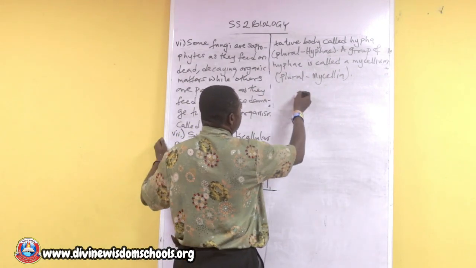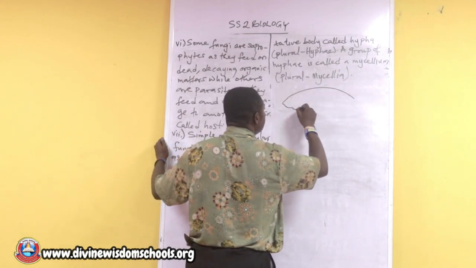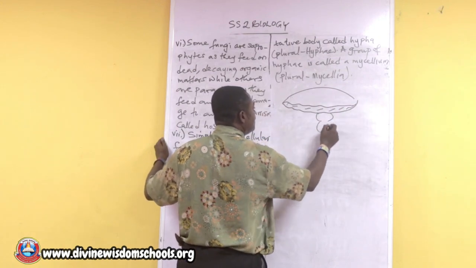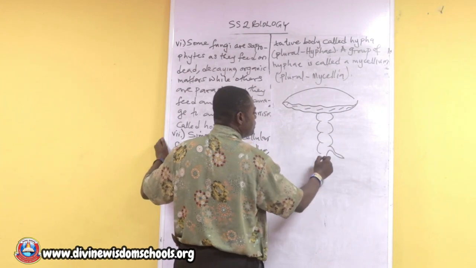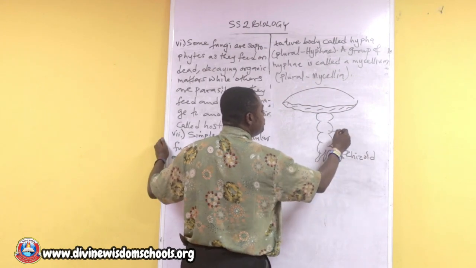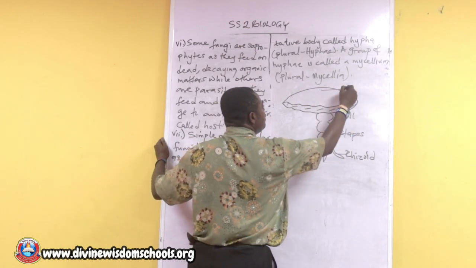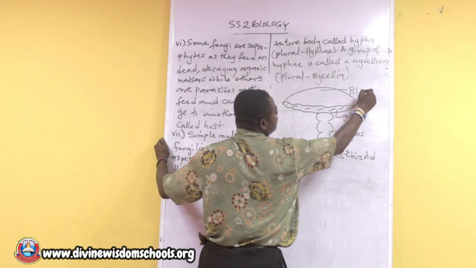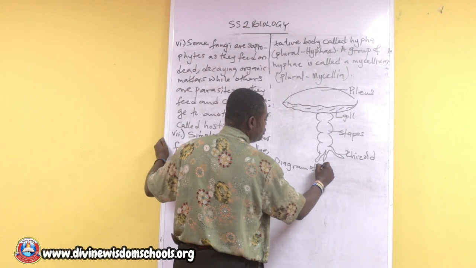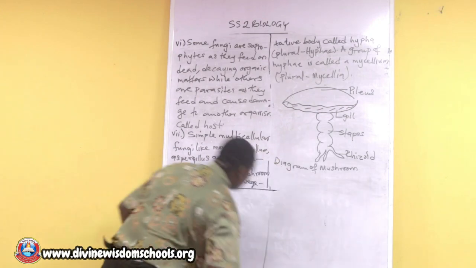Look at this. This is mushroom. This is the rhizoid, the hypha that looks like root. This is stipe. This is gill. This umbrella-shaped head is called pileus. This is the diagram of mushroom. Now, quickly, let me just draw.